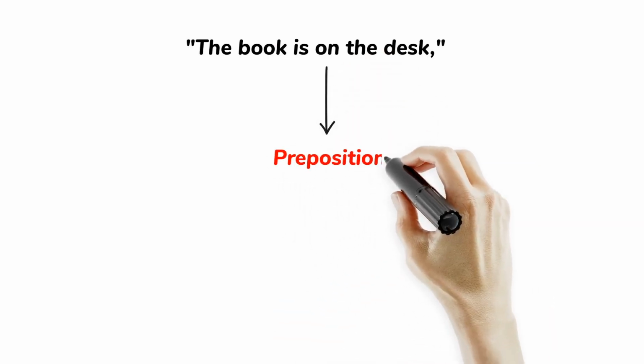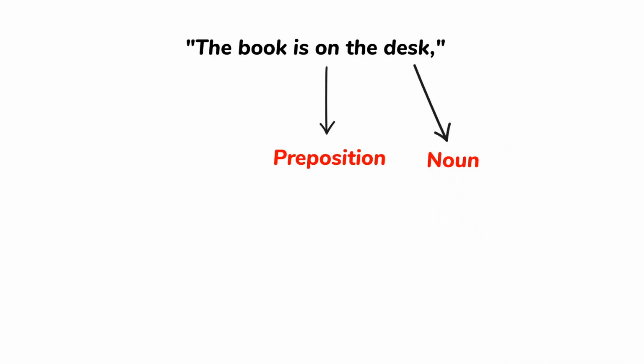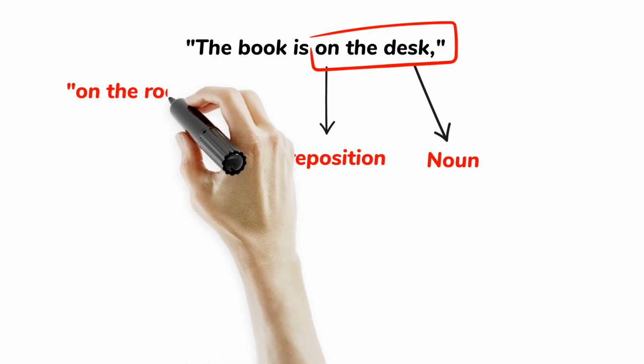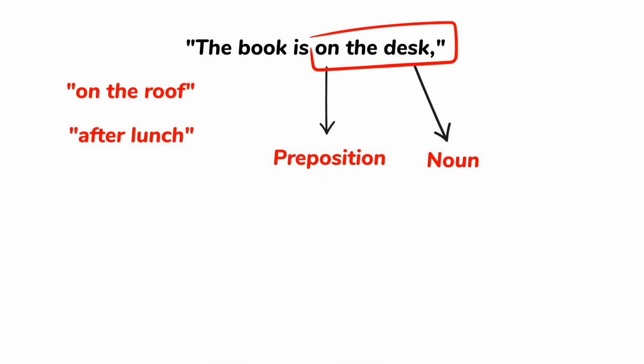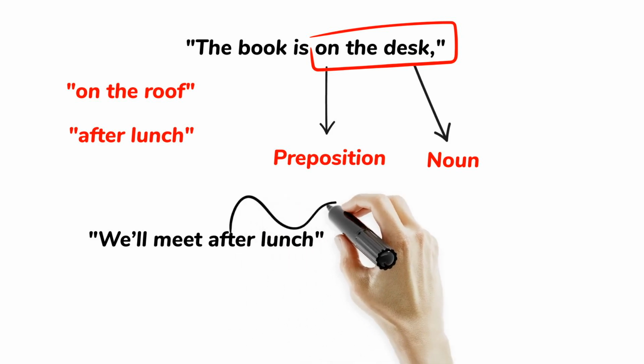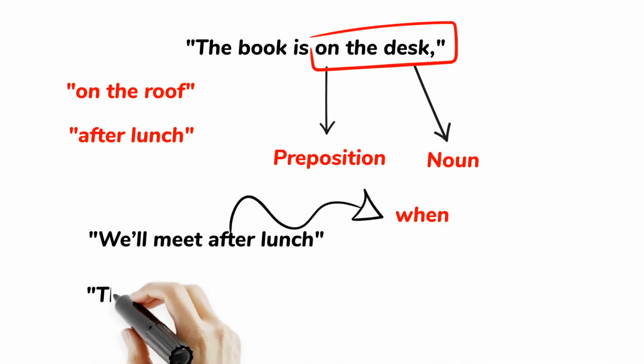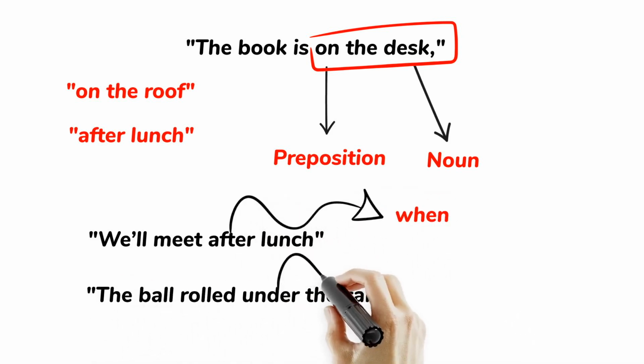Prepositions are usually followed by a noun or pronoun. Together, they make what's called a prepositional phrase, like on the roof or after lunch. These phrases help us answer questions about where, when, or how something happens. For example, we'll meet after lunch tells us when, and the ball rolled under the car tells us where.